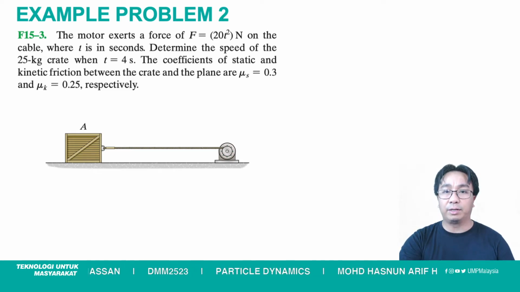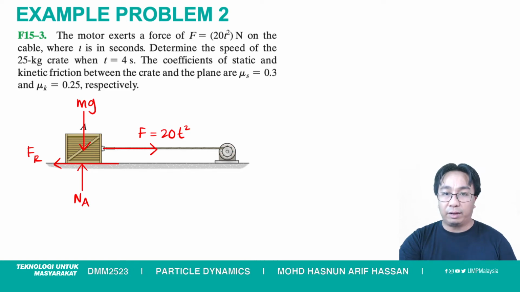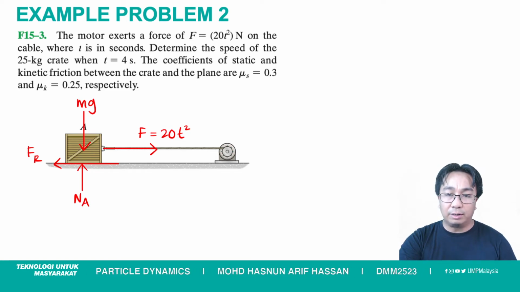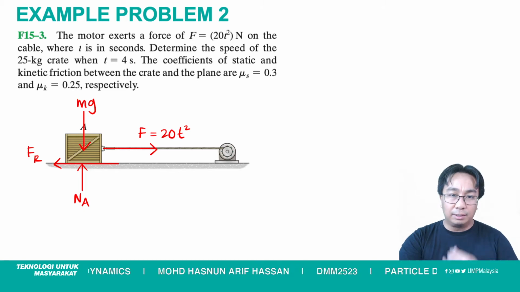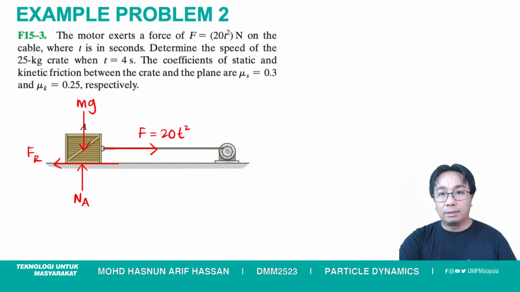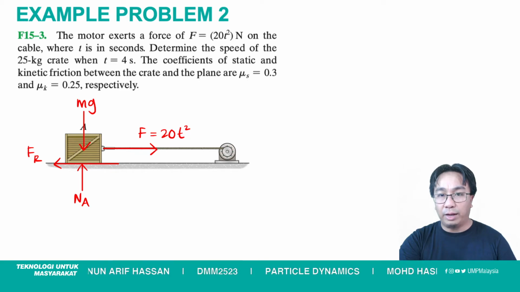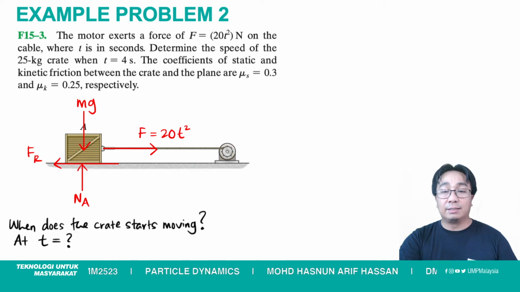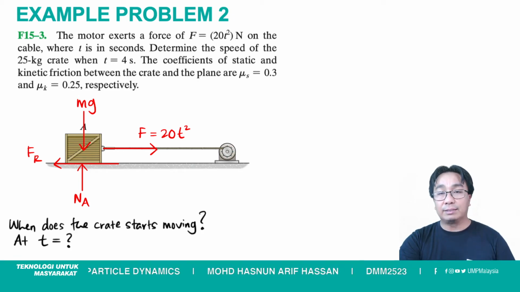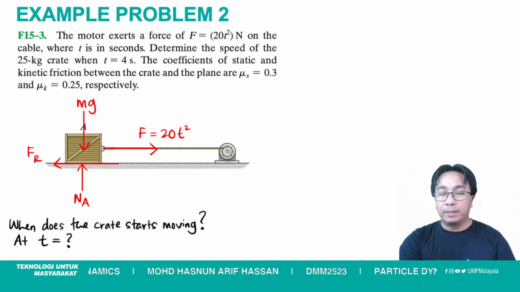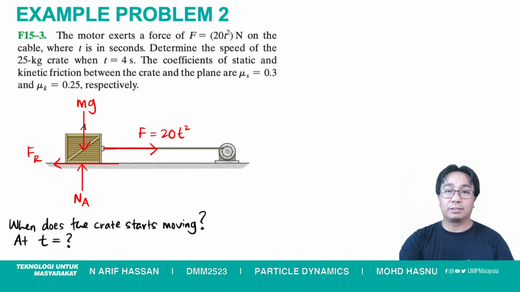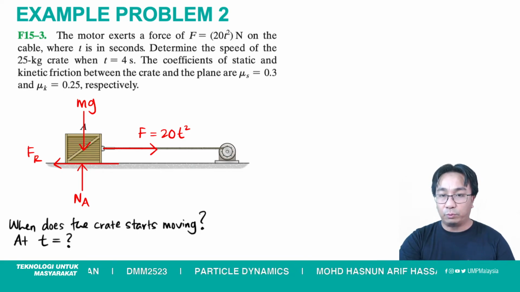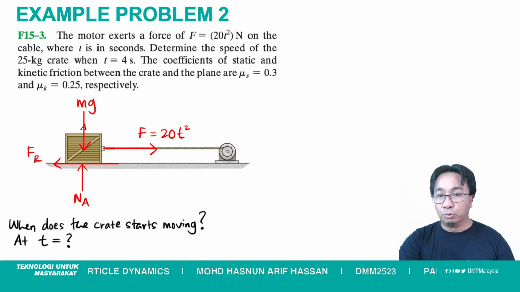Let's draw the free body diagram first. The crate will have the weight pointing down, normal force pointing up, the friction pointing backwards, and the towing force by the motor F equals 20 t squared. Like I mentioned earlier, when does the crate start moving? If only the coefficient of kinetic friction is given, like the one we had in the first example, then we know that the crate moves straight away.